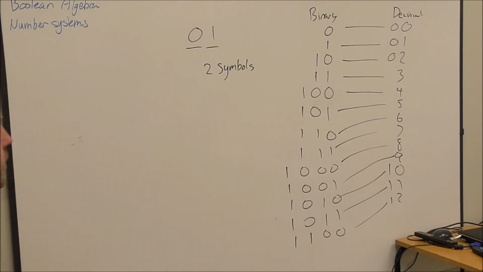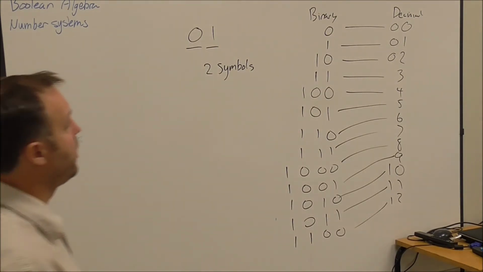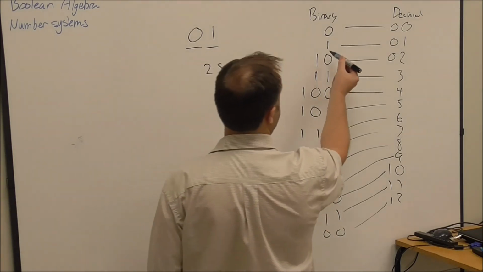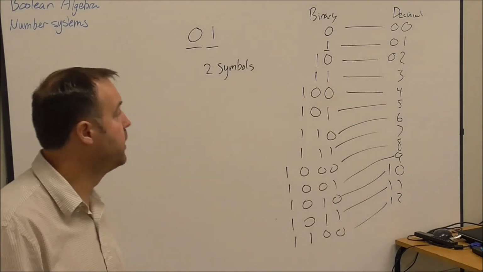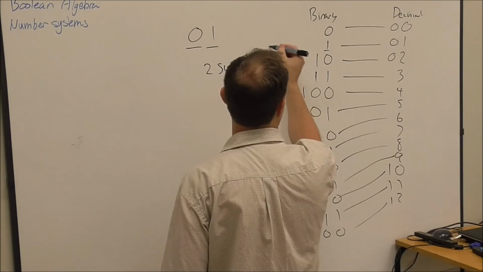Now there are a couple of things that you might notice about binary. So when you've just got a single 1, all the ones that only have a single 1, I'm going to put a little arrow next to it.